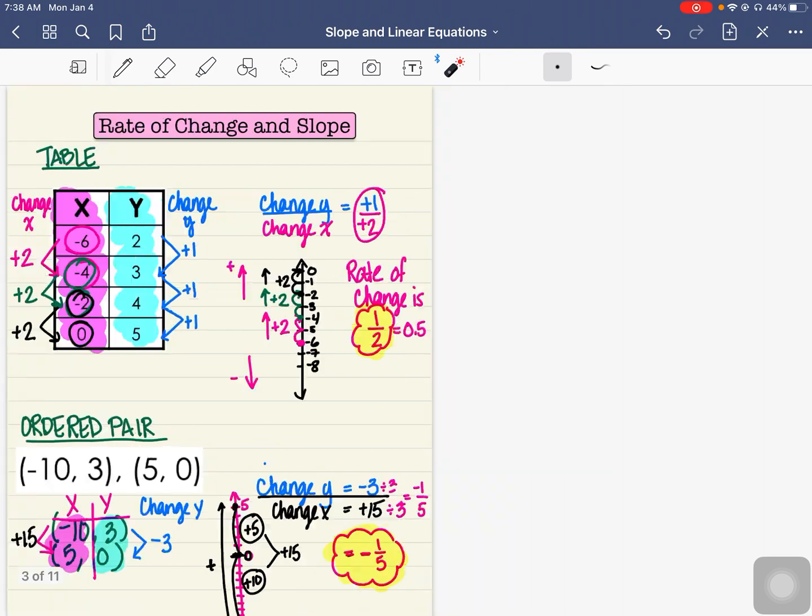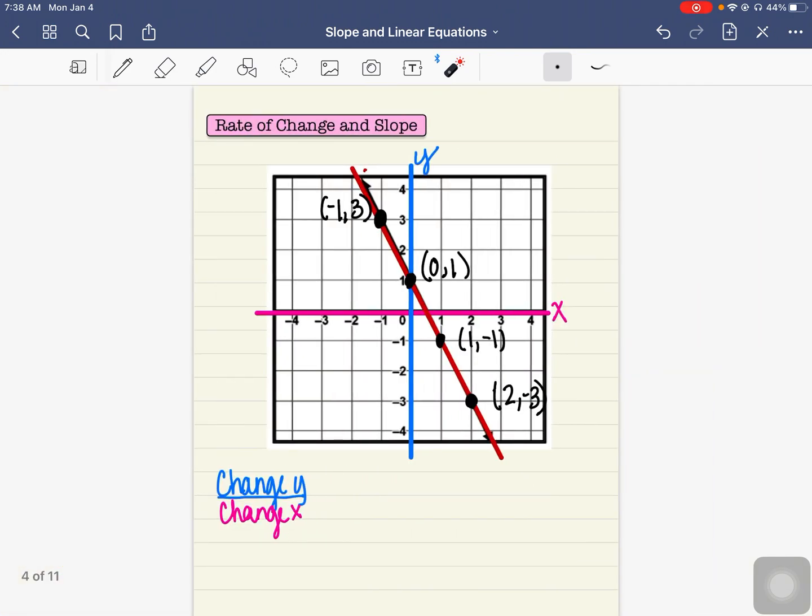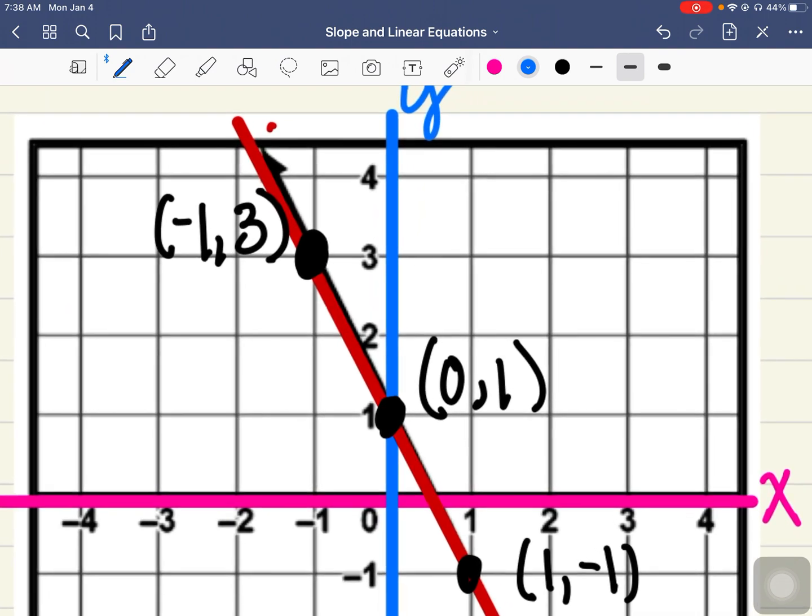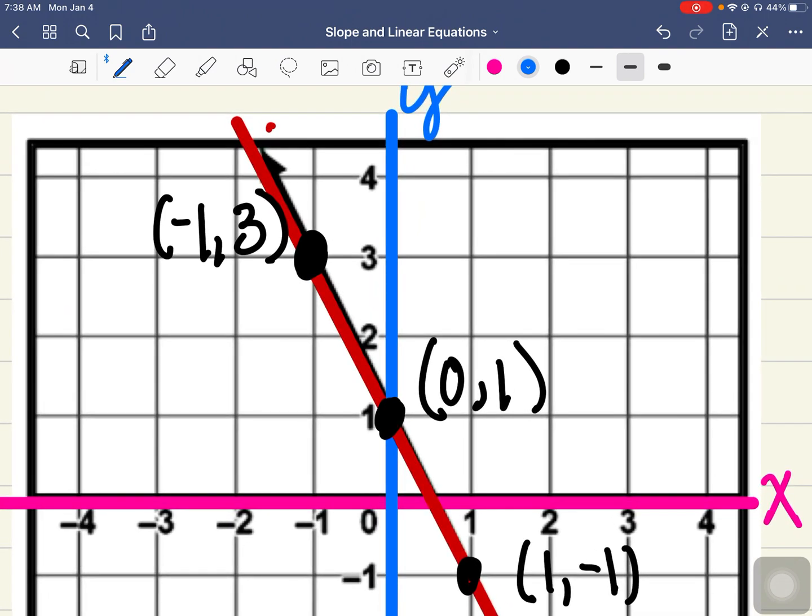Just remember your ordered pairs. These are your x's, -1, 0, 1, and 2, and your y's are 3, 1, -1, and -3. But there's also another way to do this just by looking at the picture. I'm going to zoom in, and we're going to look at the y's. Because remember, y's go over the x's. So if I want to go from this point to this point, how do my y's change?